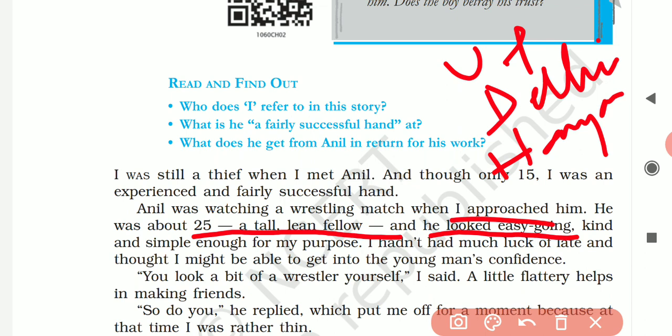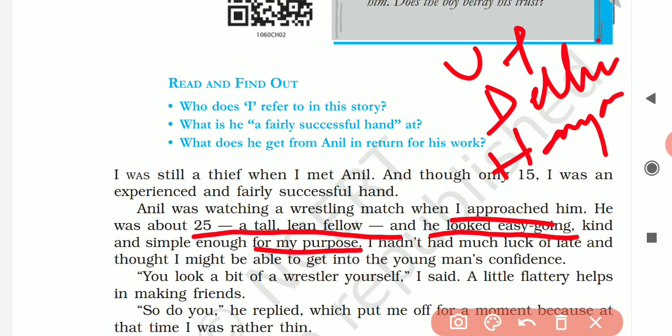Okay, these three points describe the beautiful personality of this 25-year-old boy Anil. He was an easygoing boy. He looked kind also. He looked kind and simple. He looked kind and simple for my purpose. What was his purpose? His purpose was simply to make friendship with this fellow, and after that to rob him. That's the only purpose of this young boy.